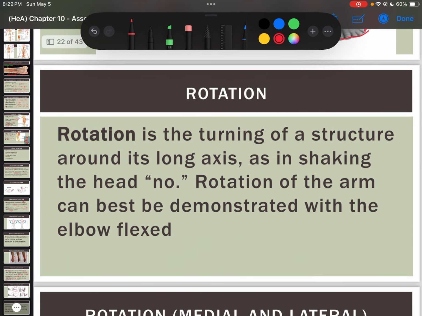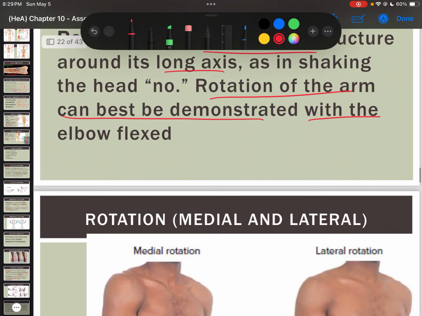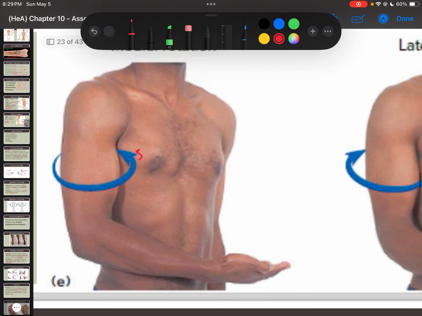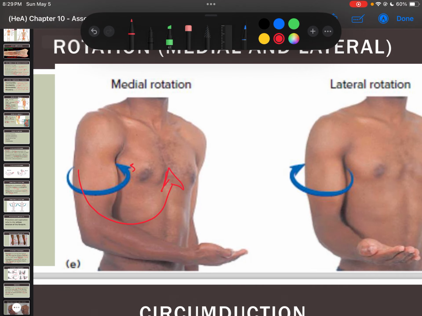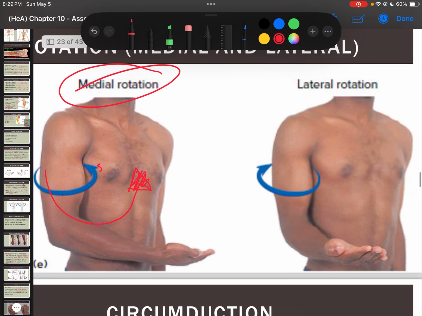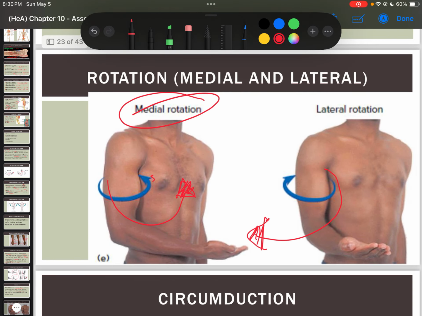Next is rotation. Rotation is turning of a structure around its long axis. Rotation of the arm can be best demonstrated with the elbow flexed. Okay, so like this, class. If this is my arm and I rotate it towards the body, we call that medial rotation. But if we rotate it away from the body, we call that lateral rotation. If you rotate it going outwards, that is lateral rotation.